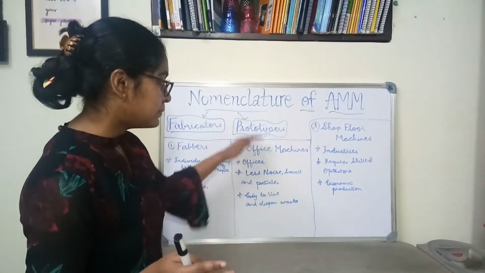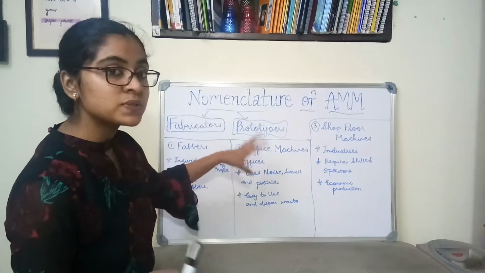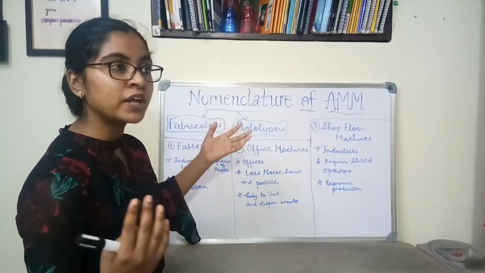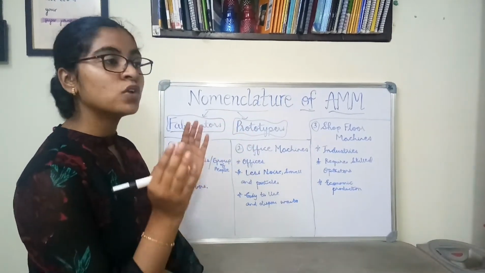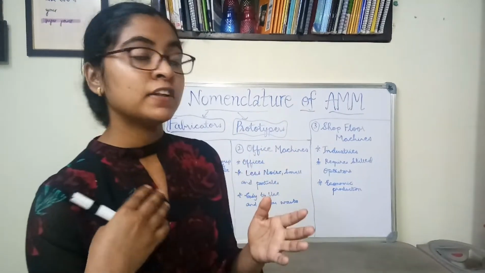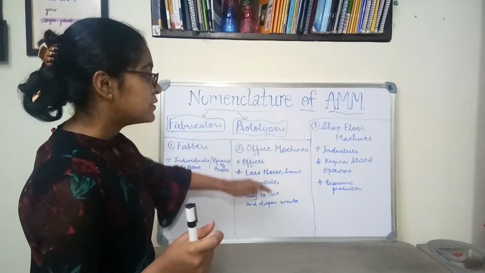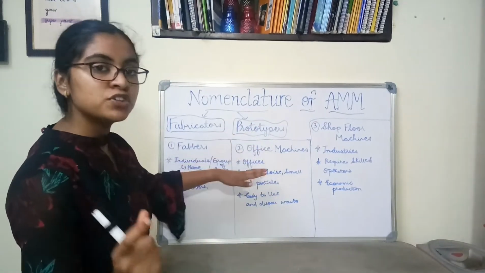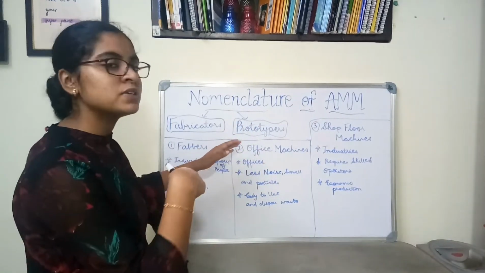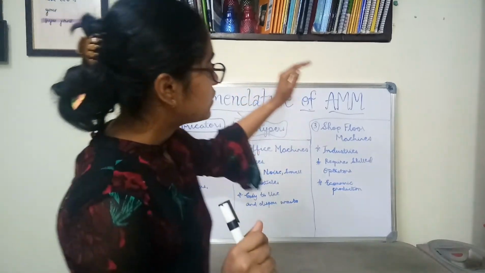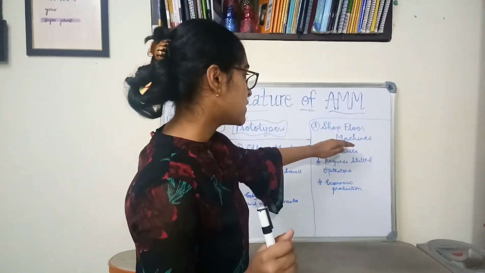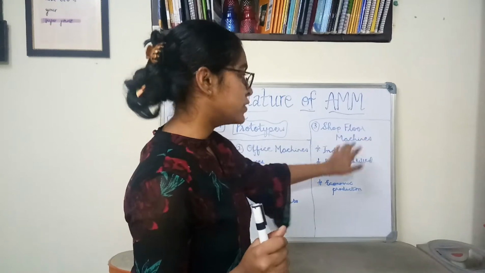Also, once the build material in these machines gets over, we needn't call for any officials or anything. Just like how in normal printers, when the ink gets over, it's refilled by using cartridges. Herein, the build materials are also available in the form of cartridges, and they can just be replaced by the office staffs. Now, the third type of AM machines are called as shop floor machines.